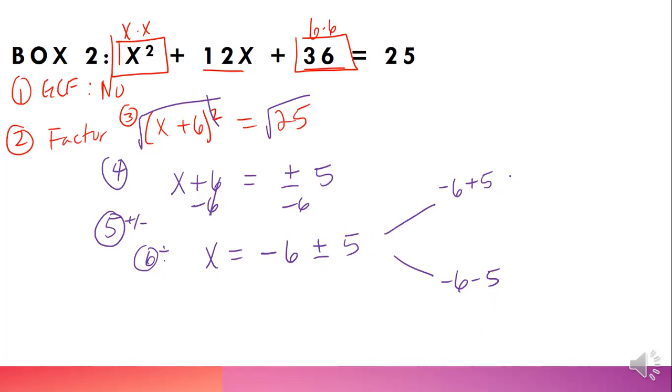So negative 6 plus 5 equals negative 1. That's my first answer. Negative 6 minus 5 equals negative 11, and that's my second answer. And that's the final answer. That's why they're boxed.